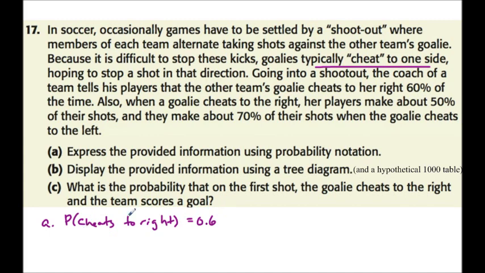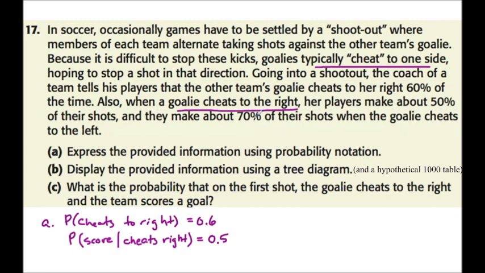Okay? And then the other information we have, when the goalie cheats to the right, so that's kind of like a conditional probability. That's a crummy straight line. So we can take one more shot at that straight line. There we go. So assuming this happens, or given that this happens, the players make about 50% of the shots. Okay, so that would be a conditional probability. That would be something like this. They're going to score or make the shot given that the goalie cheats right. Okay, and that's going to happen 50% of the time. Doesn't matter if you write 0.5 or if you write 50%.